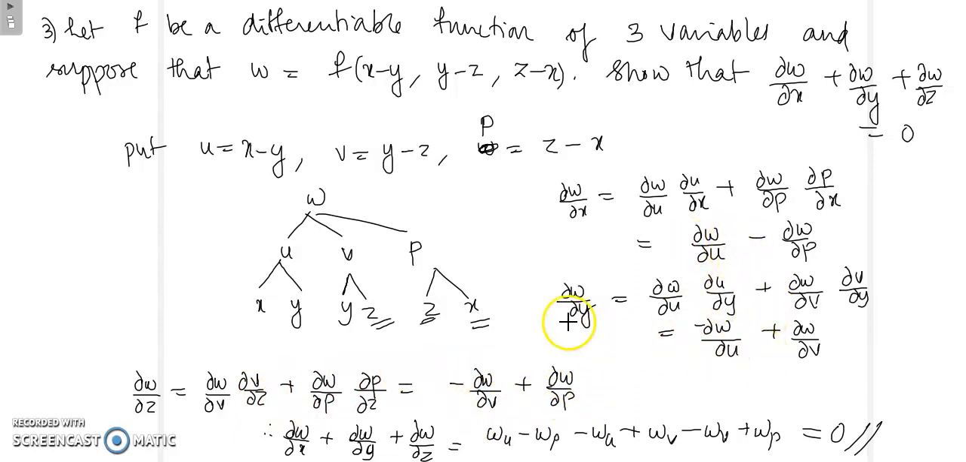Now let us add these three values. So dou w by dou x plus dou w by dou y plus dou w by dou z will be, so this is wu minus wp, then you have minus wu plus wv, then minus wv plus wp. So all the terms will cancel off, so that will give 0, which is our required result. So those are a few problems using the chain rule of differentiation.